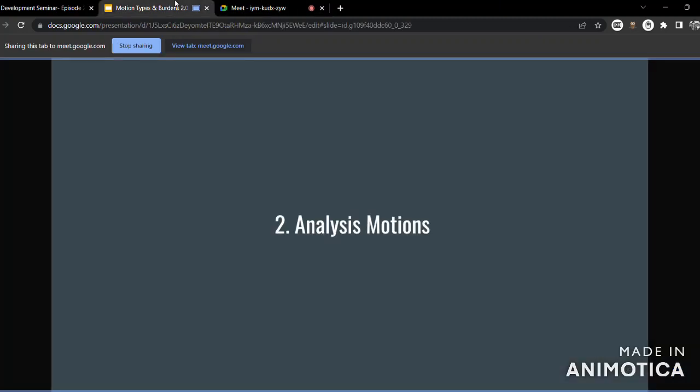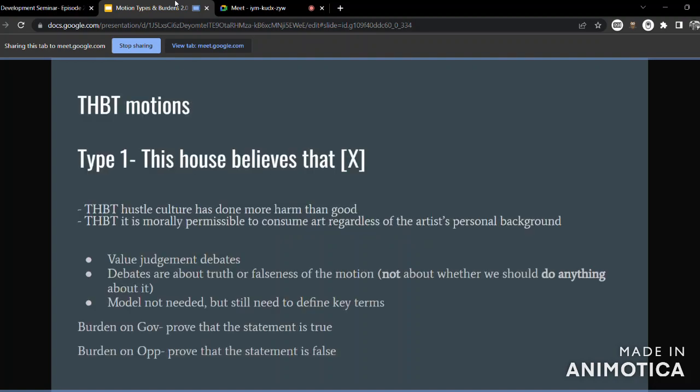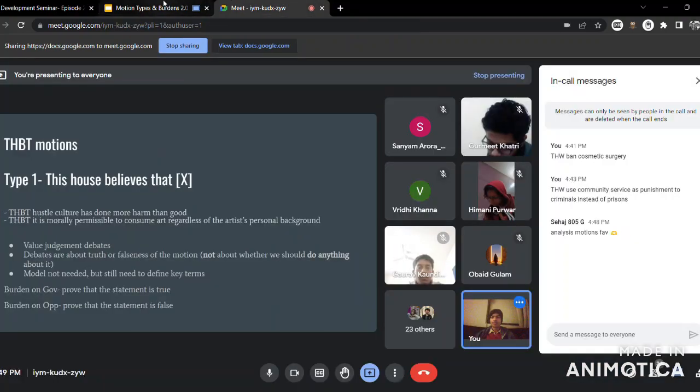Cool. I suppose there are no doubts. In case there are, feel free to unmute. I'm moving ahead, but I'm open to solving doubts as well, of the earlier topics too. Cool.